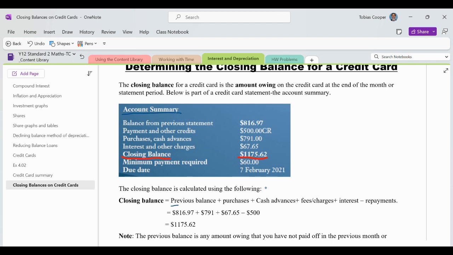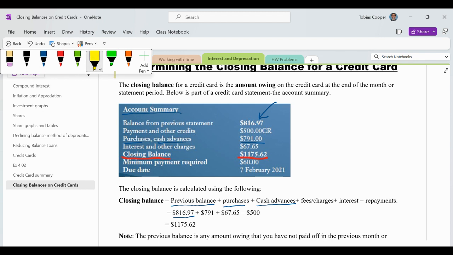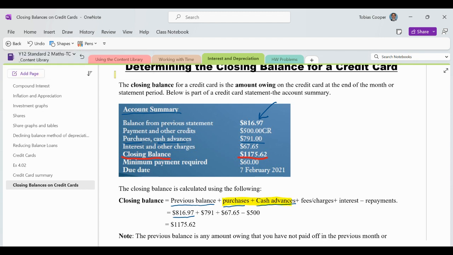So the previous balance here is $816.97, and you can see that right there. That's the balance from the previous statement. Now, purchases and cash advances are actually included together here. That's $791. So purchases plus cash advances together is the $791.